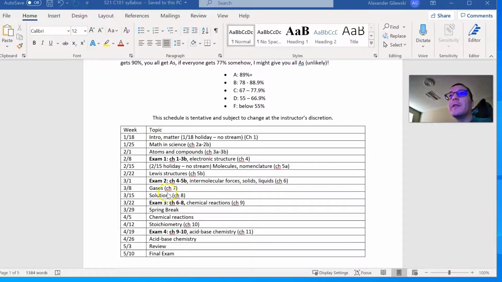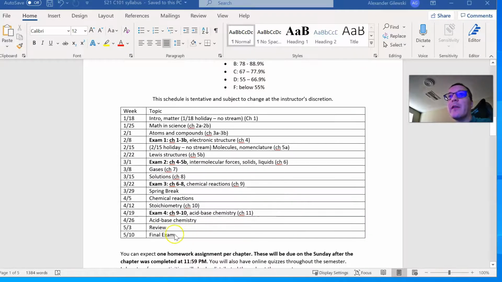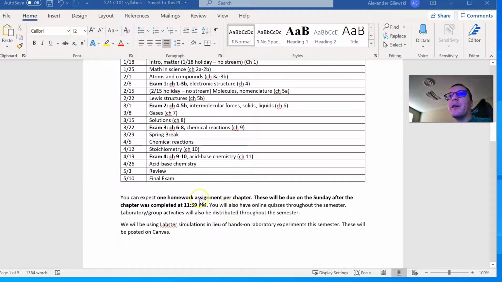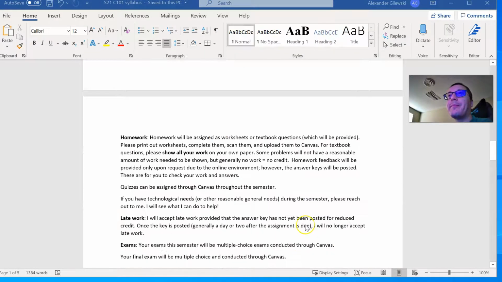Here you can see the order of topics that we're going to be doing, as well as the corresponding chapters for the Simplifying Chemistry textbook. And you can see our exam dates are going to be here roughly every 3 weeks or so. We're going to have our final exam on May 10th. So with homework, you're going to probably get 1 or so per chapter, and those are going to be due on Sundays. I'll be potentially giving you random quizzes throughout the semester. You'll have a couple of days to work on those as well. Same thing with lab stuff. We'll be using simulations. Those are going to be free for us through Canvas, so you don't have to worry about that. We'll go through those later.